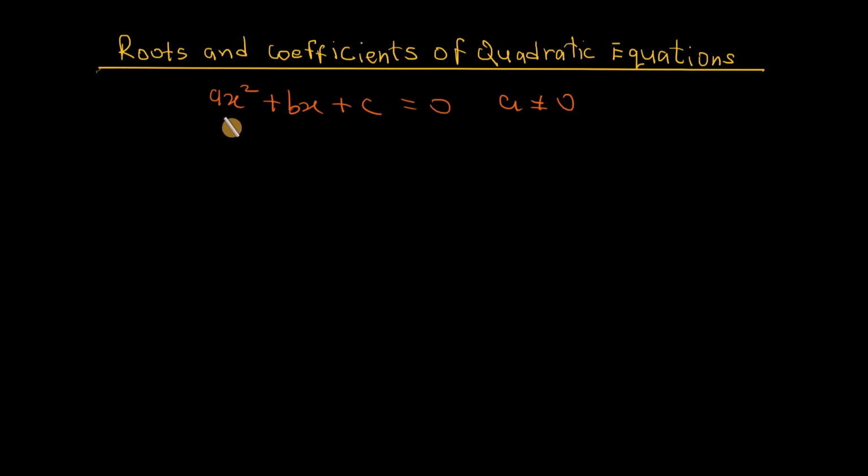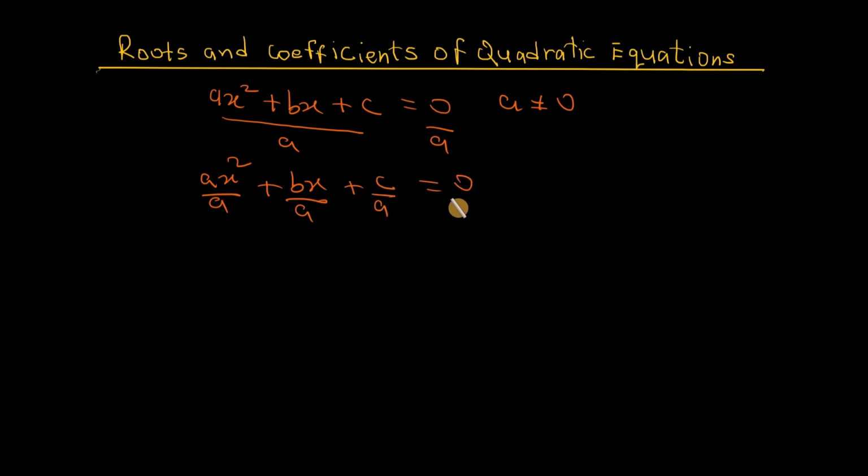Dividing both sides of this equation by the coefficient of x squared, I will have ax squared over a plus bx over a plus c over a equals 0 over a. Cancel a here, then I'll be left with x squared plus bx over a plus c over a equals 0, since 0 divided by any number is always 0. Let's call this equation 1.